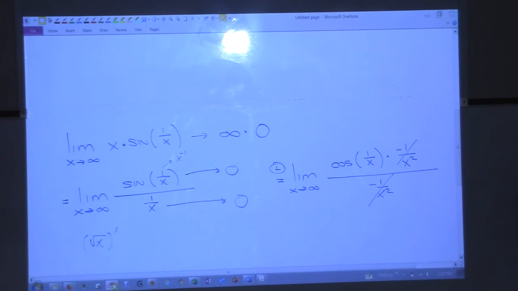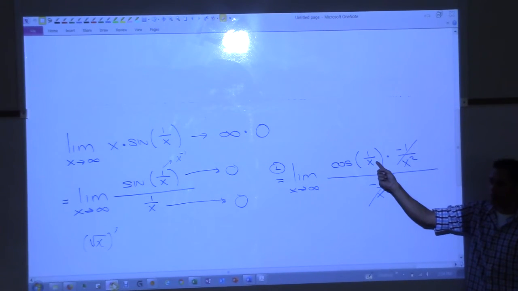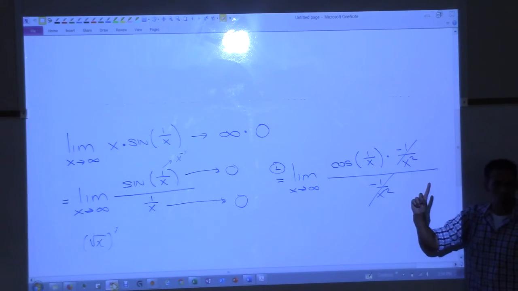And now, let x go to infinity. All you have is this left, right? So 1 over infinity goes to 0. Cosine of 0 is 1.